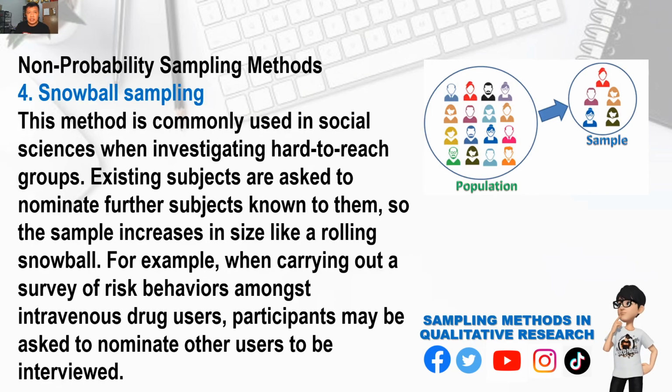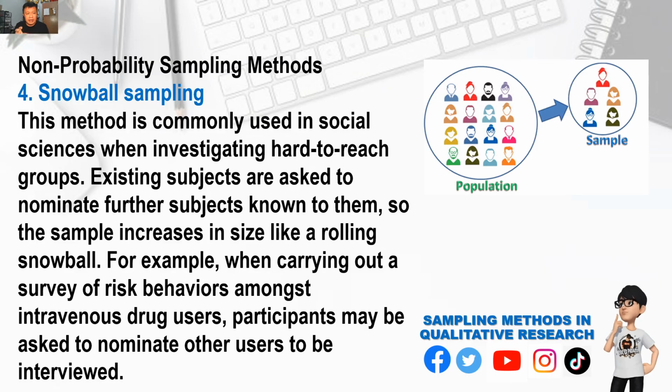So, minsan, hindi mo matsempuhan, you cannot get the proper time and schedule of the respondents. So, kailangan kung sino yung nandun, interviewin ninyo, and then you ask for a referral for the next individual na pwede nyo namang interviewin na may kaparehong characteristic dun sa in-interview ninyo. Okay? So, again, going back to the definition, existing subjects are asked to nominate, refer further subjects to know them. So, the sample increases like a rolling snowball. That's why we have the snowball sampling.